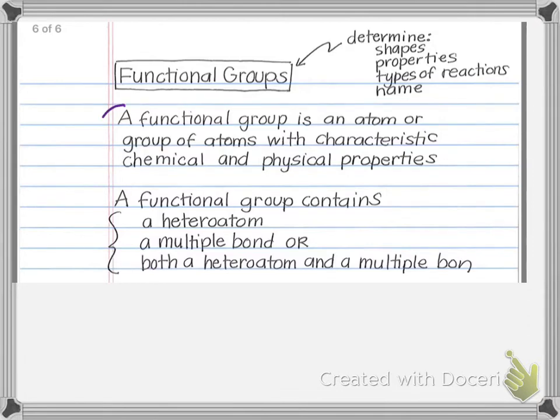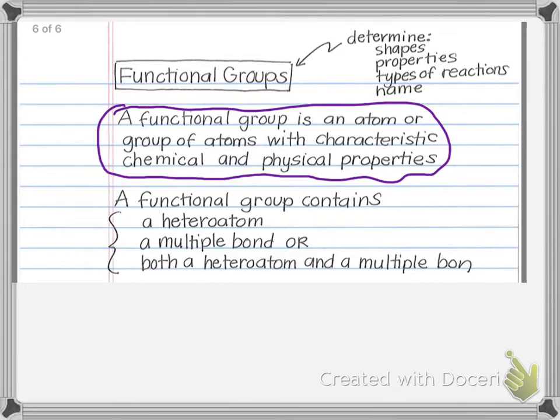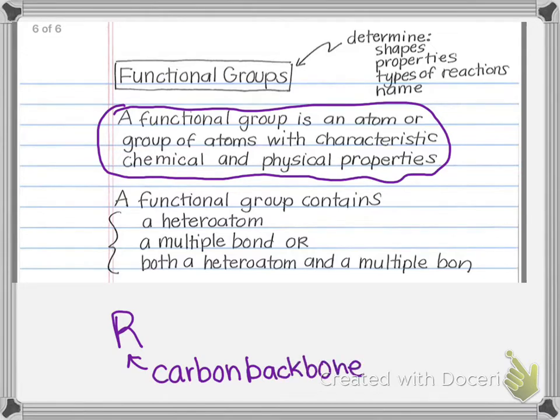So if you look here, a functional group is an atom or a group of atoms with characteristic chemical and physical properties. So we often have a carbon backbone, which is what we denote as R when we're trying to make a generalization. So we have this carbon backbone, and it is going to be bonded to a functional group.